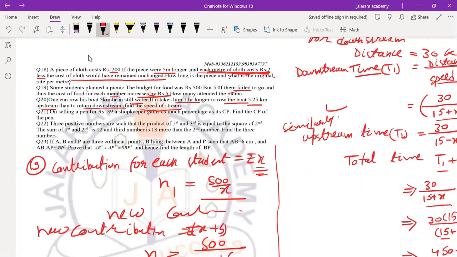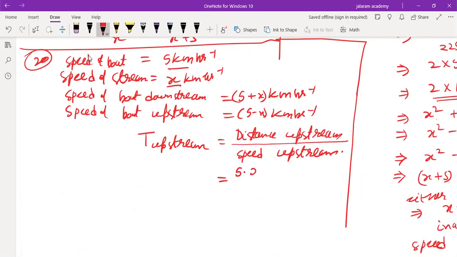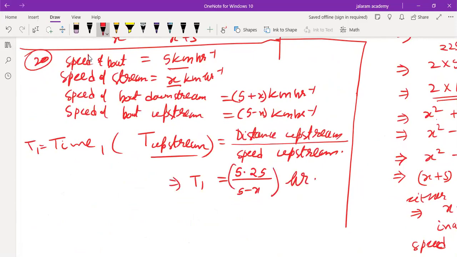Now distance upstream is given what? 5.25 kilometers. Distance upstream is given 5.25 and speed upstream is 5 minus x. So time for upstream, if we assume it to be T1, is equal to 5.25 upon 5 minus x hours. And at the same time, T2, if we assume that time for downstream, then the distance is same upon 5 plus x hours.